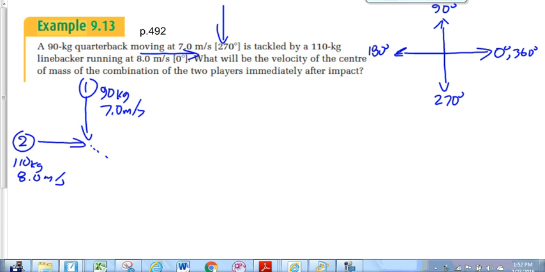Now, it doesn't say that they go off together as one object, but since we're looking for the center of mass, again, we can pretend that they do go off as one object. Okay, one guy goes off this way maybe, one guy goes off this way, but combined, it's as if they're going off somewhere in between. That's what we're looking for.